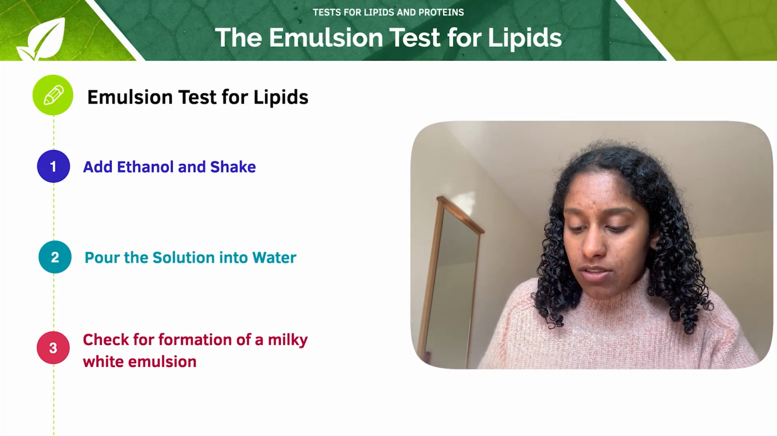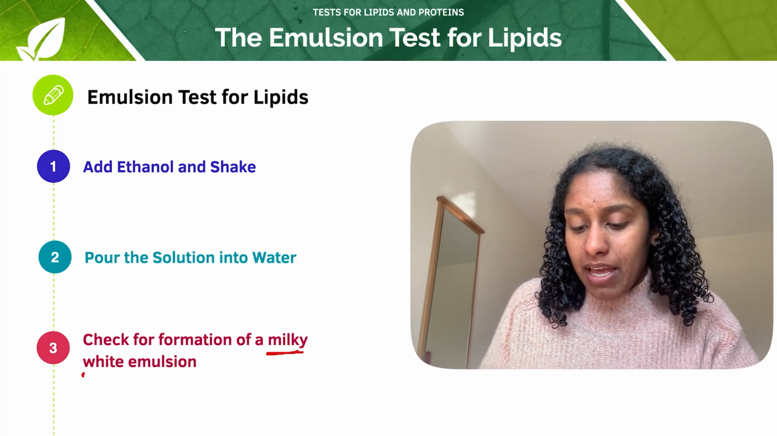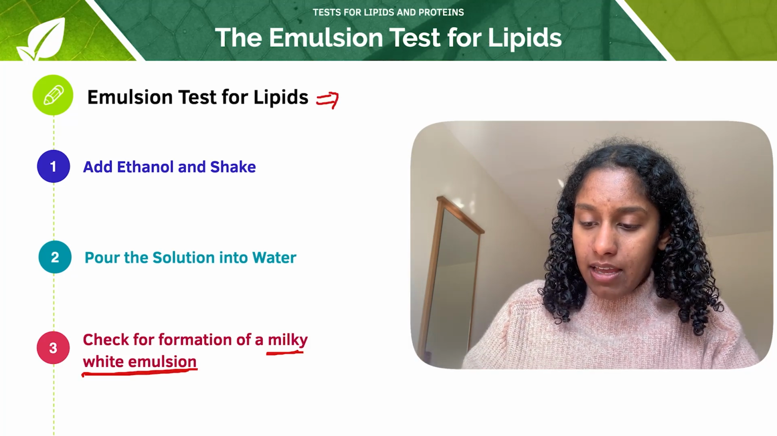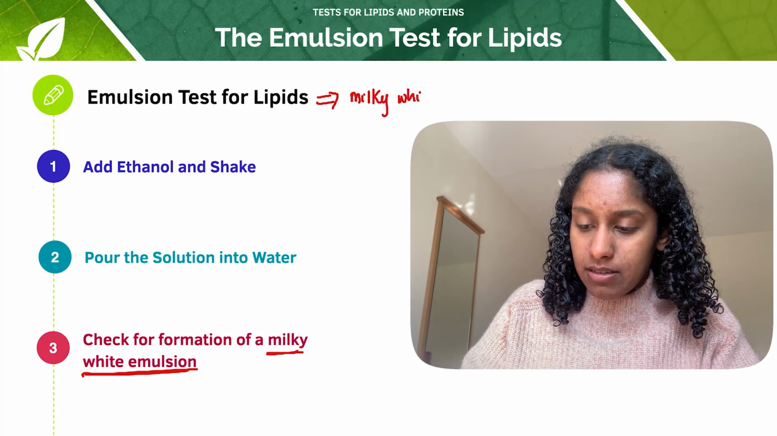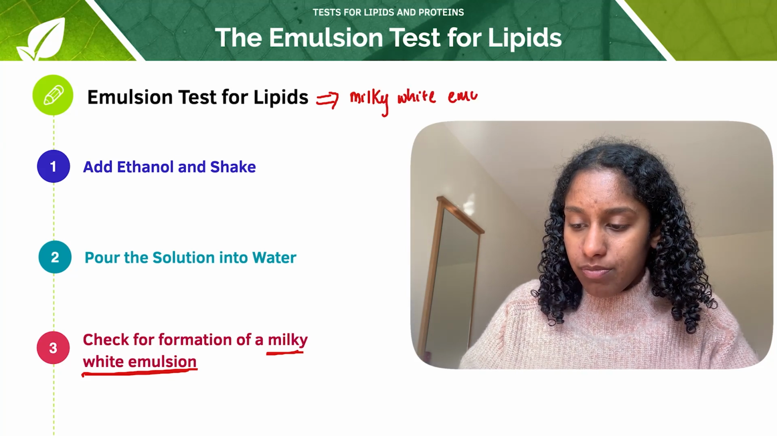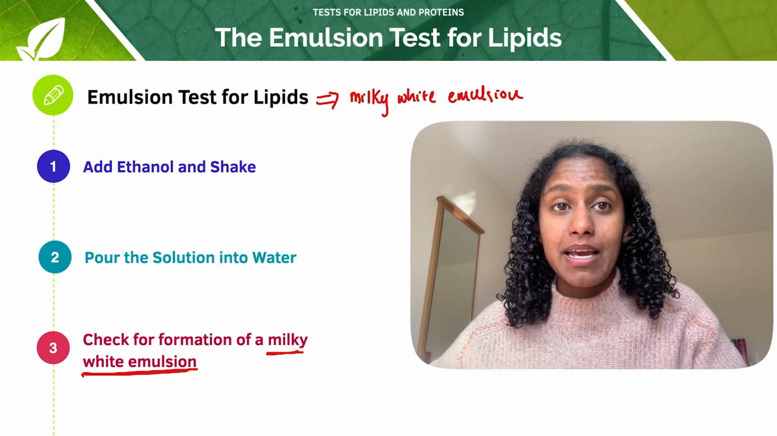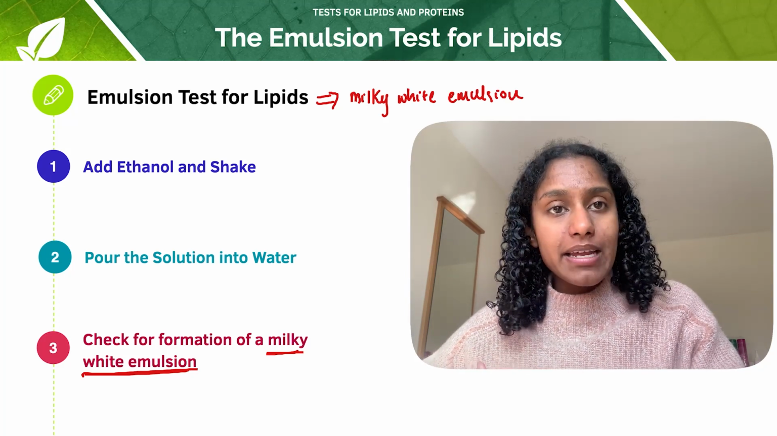Now, this is the most key thing for you to remember here. So the emulsion test for lipids gives us a milky white emulsion. So that's our key finding of lipids being present. So why does this happen?